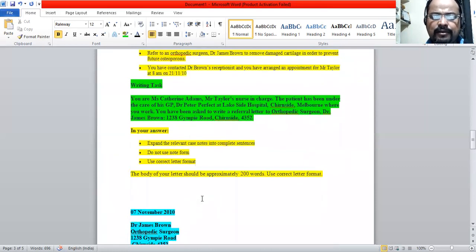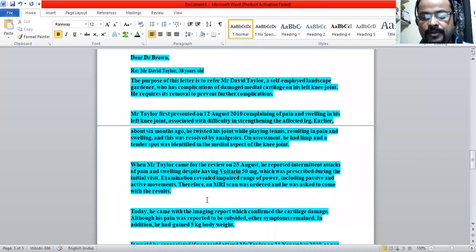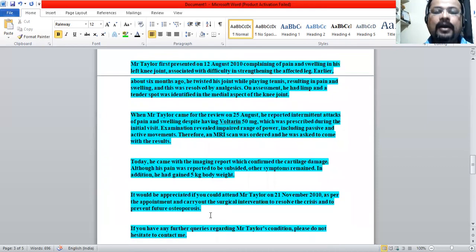So that is the end of the explanation. We have given a proper purpose paragraph, and we have divided the letter into 3 paragraphs. The first one was the initial visit. The second is the first review, and the next is the review after the MRI, which confirmed the diagnosis. And that is the end of the explanation here.